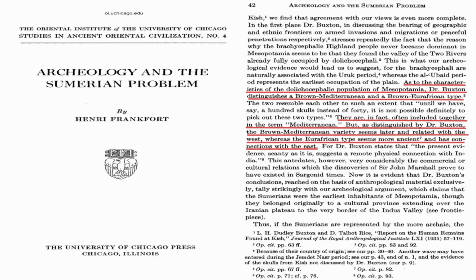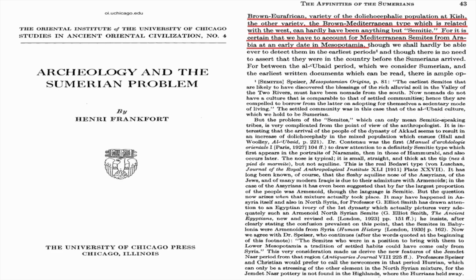As to the characteristics of the dolichocephalic population of Mesopotamia, Dr. Buxton distinguishes a brown Mediterranean and a brown Eurafrican type. They are, in fact, often included together in the term Mediterranean, but as distinguished by Dr. Buxton, the brown Mediterranean variety seems later and related with the West, whereas the Eurafrican type seems more ancient and has connections with the East.